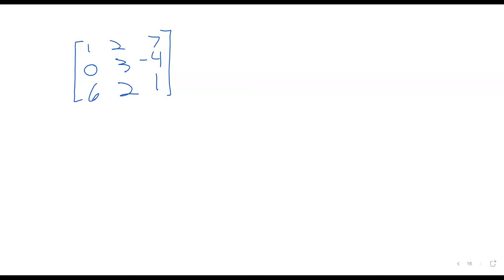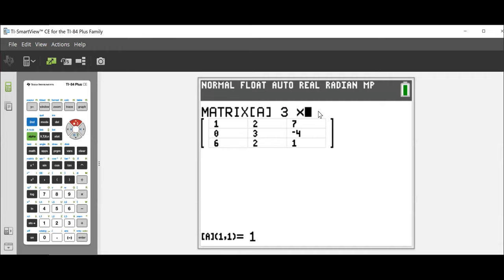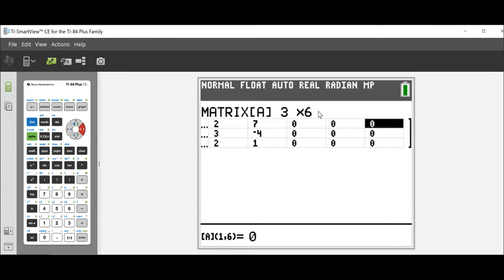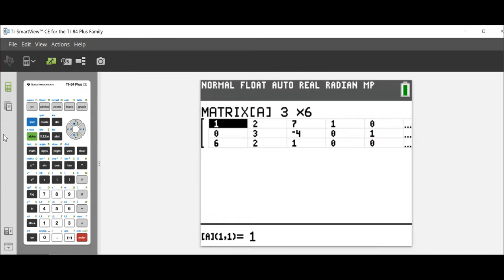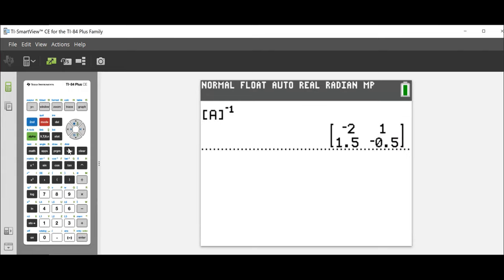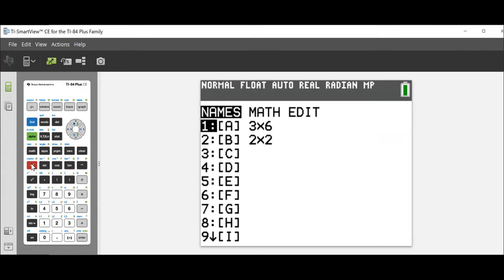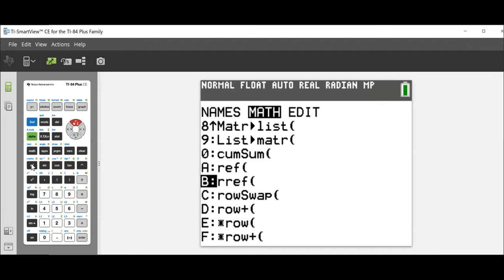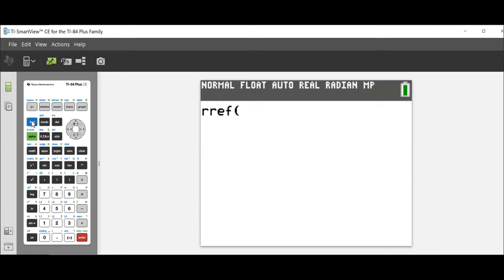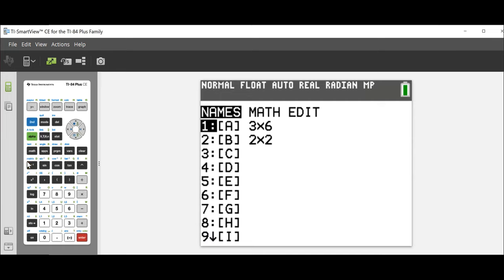Okay, so here, let me get this in the share. Here's A. I'm going to augment it with the identity matrix. So I need another 3 columns. And now the identity matrix is 1, 1, 1. So here's A augmented with the identity matrix. Perform reduced row echelon form, Gauss-Jordan elimination, perform it on A.